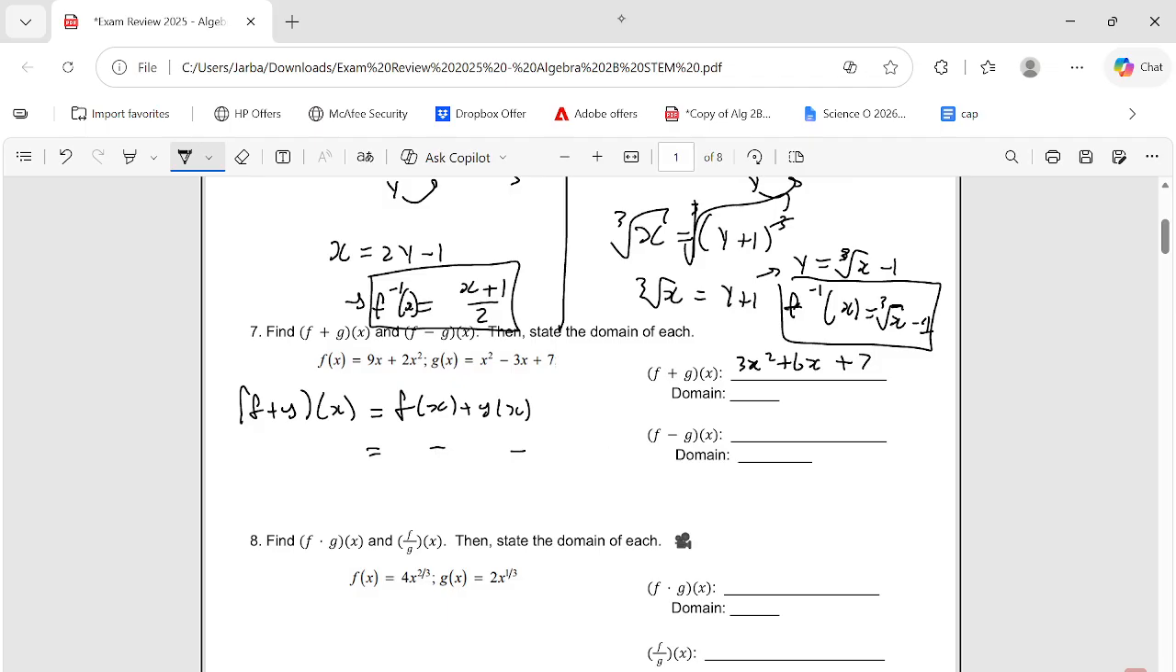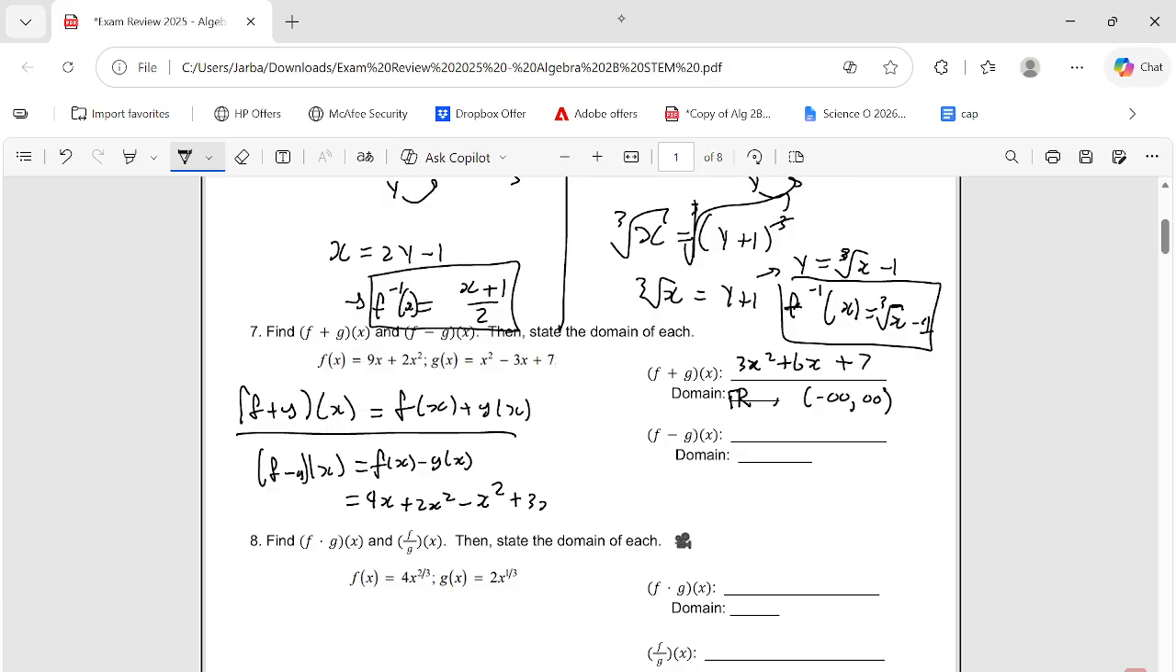So we can write fancy R, or we could do interval notation, negative infinity to infinity. Now f minus g of x, that's just f of x minus g of x, which is 9x plus 2x squared minus g of x. So we have to make everything in g of x negative. So negative x squared, and then we turn that negative to a positive, plus 3x minus 7. Because for negative g of x, we just swap the signs for all of this.